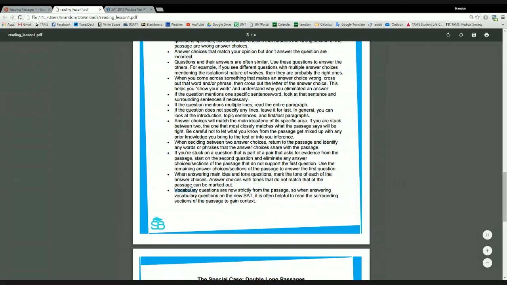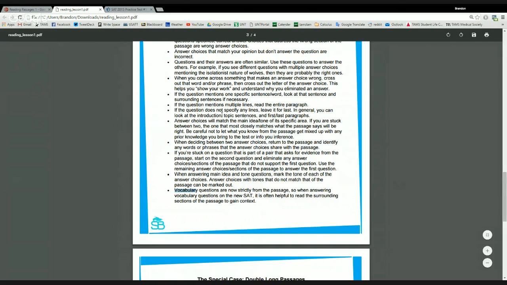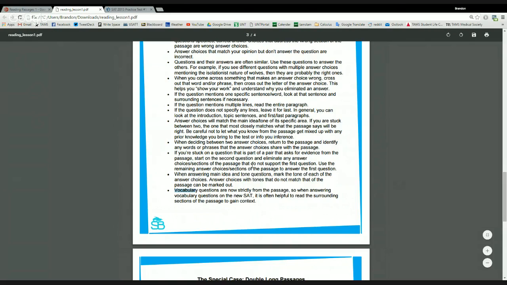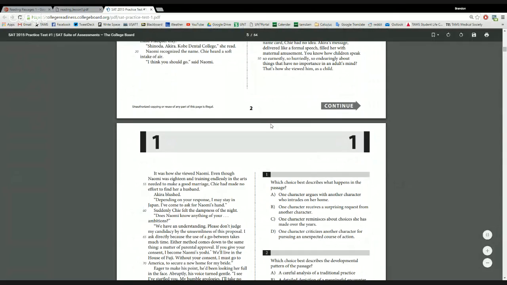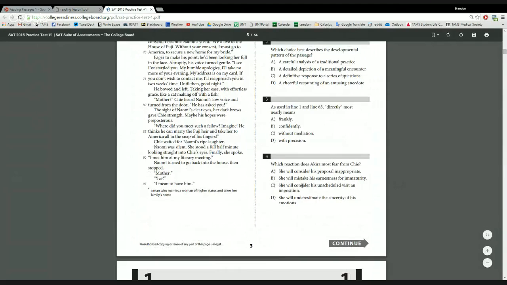Vocab questions are now strictly from the passage, so when you answer vocab questions on the new SAT, it often helps to read the surrounding sections of the passage to gain context. Since vocab questions aren't just a straight sentence and you have to understand the definitions, they're actually given in context, and we can see this in this passage.